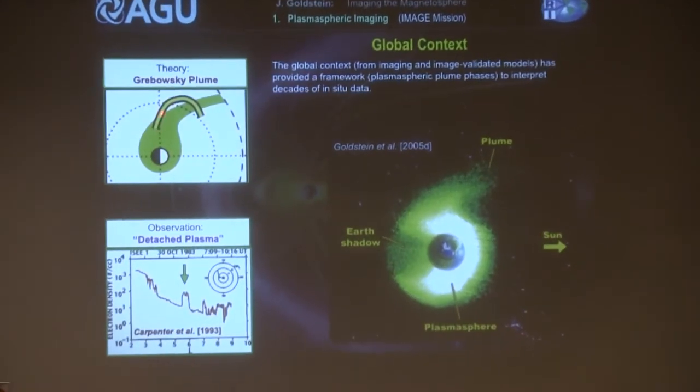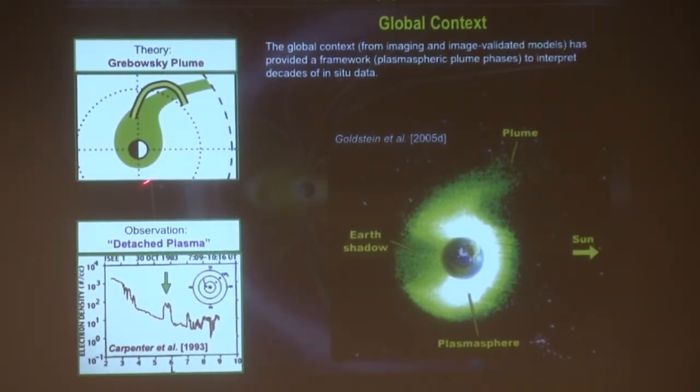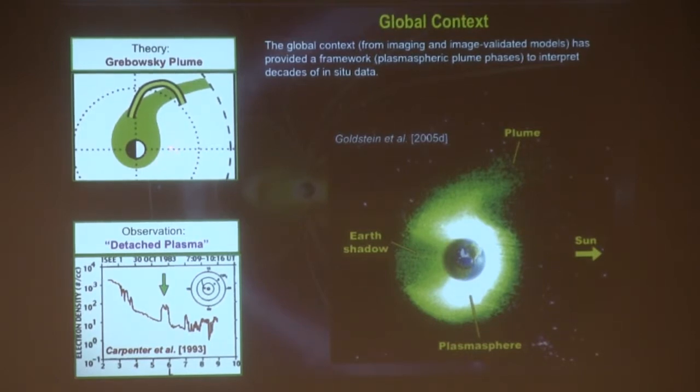Here's just a nominal sketch of what an orbit might be passing through here, and this image and its agreement with the global paradigm suggested by the models, the Grebowsky type of model, or any model that has convection and co-rotation as the basic drivers. So it's a really good way to provide a context for these in situ observations. This is the trajectory of ISEE 1 in late 1983, and this is the detached plasma region that is just the cross-section of a three-dimensional structure.